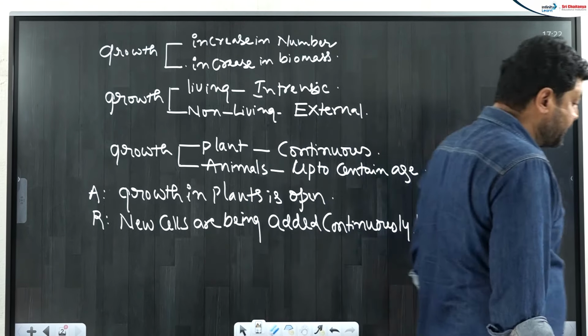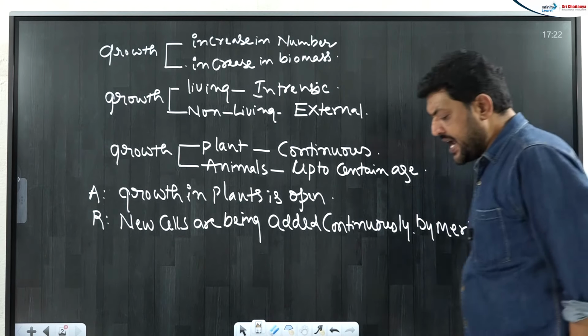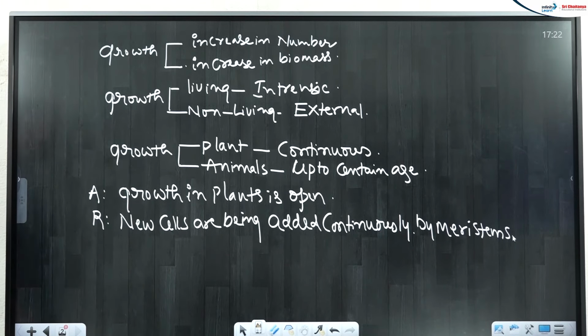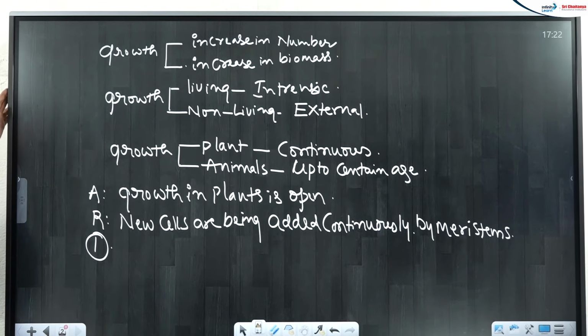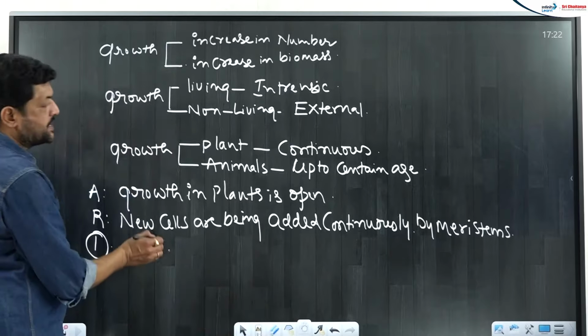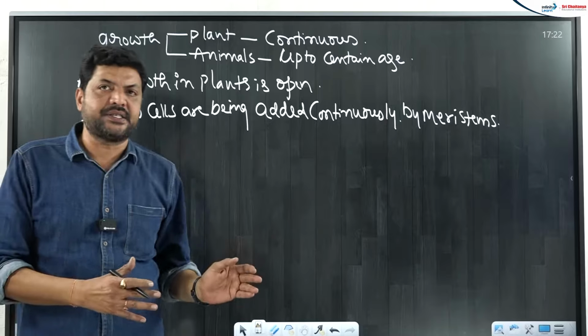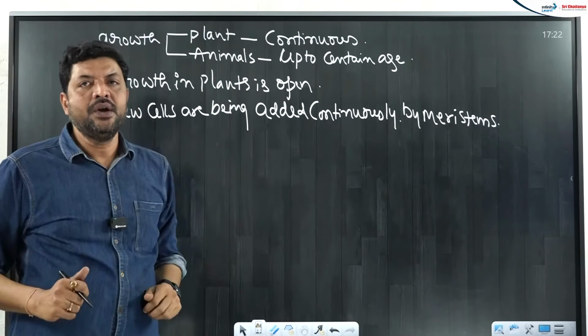Students, please note down this question. Assertion, reason question. Growth in plants is open, so new cells are being continuously added to the plant body by the activity of the meristem. A and R are true, correct explanation. The first option is correct. Was it clear for you? Because new cells are continuously being added in plants. Meristems will continuously synthesize new cells. So growth is said to be open.